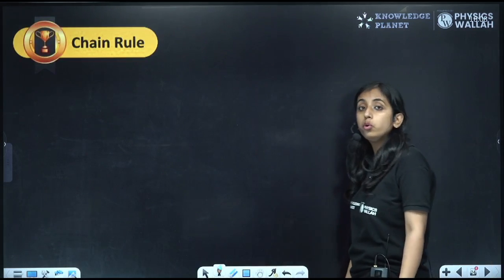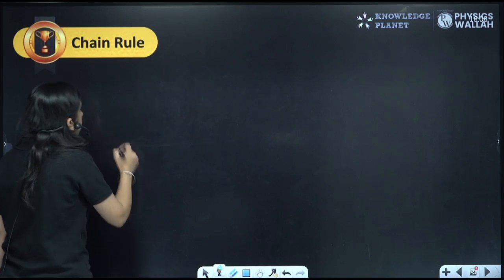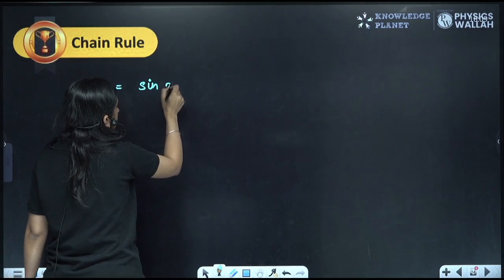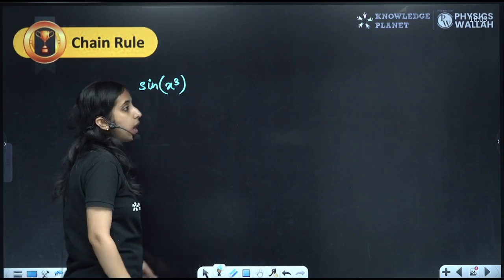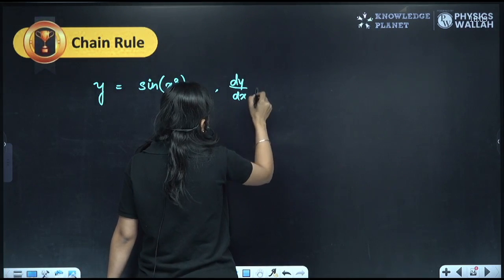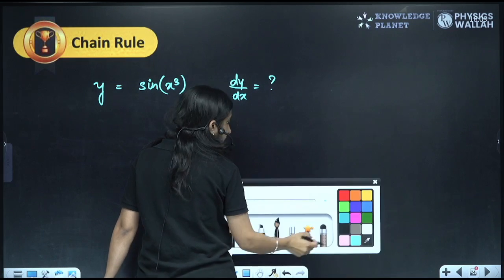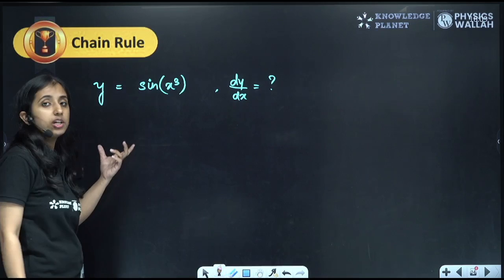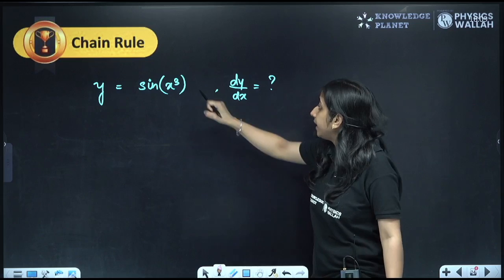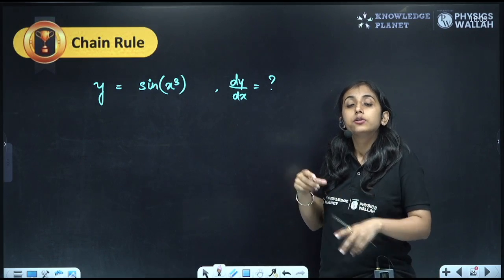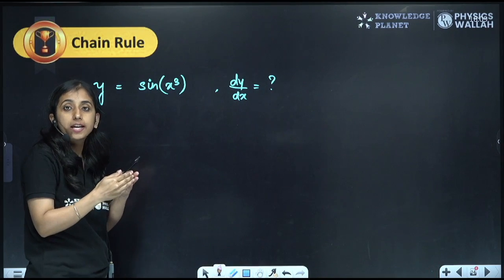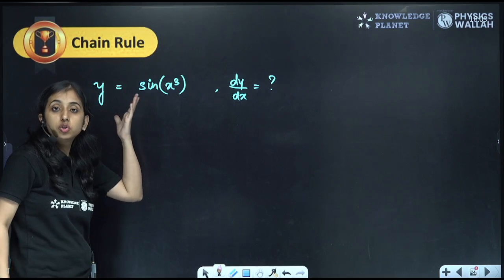Now there is one more rule, the chain rule. Suppose we have y is equal to sine of x cube. Now I have to find dy by dx. We know the rule of differentiation of sine x: d by dx of sine x is cos x, but here we have x cube. So whenever a function of x is given instead of x, we apply the chain rule.